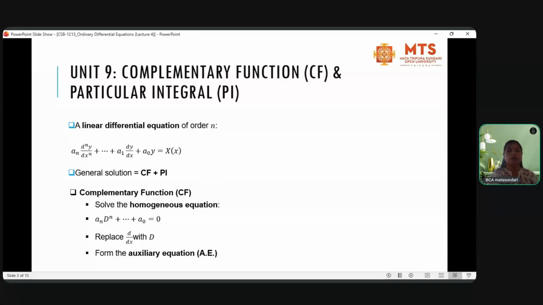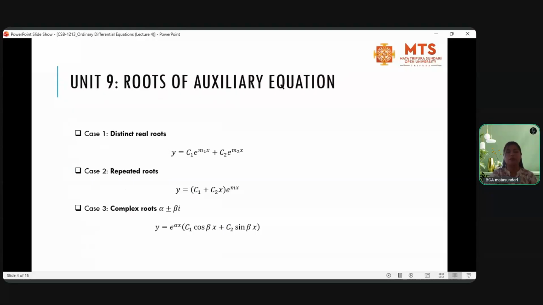Complementary function, CF: solve the homogeneous equation a_n D^n plus ... plus a_0 equal to 0, replacing d/dx with D. So form the auxiliary equation, known as AE. Then find the roots of the auxiliary equation.